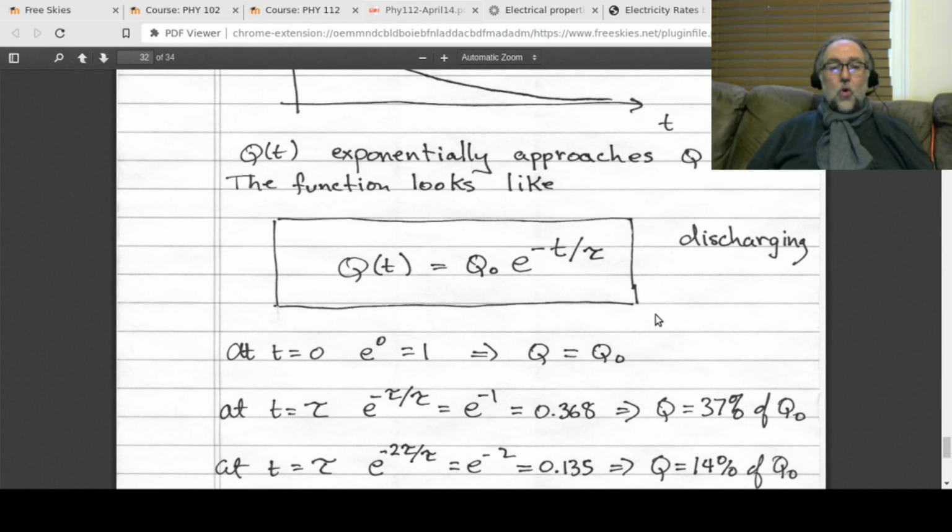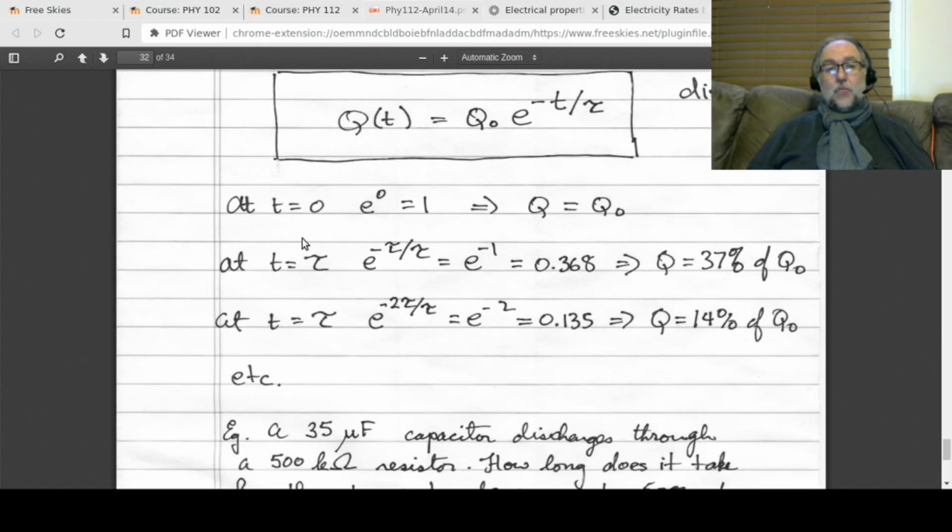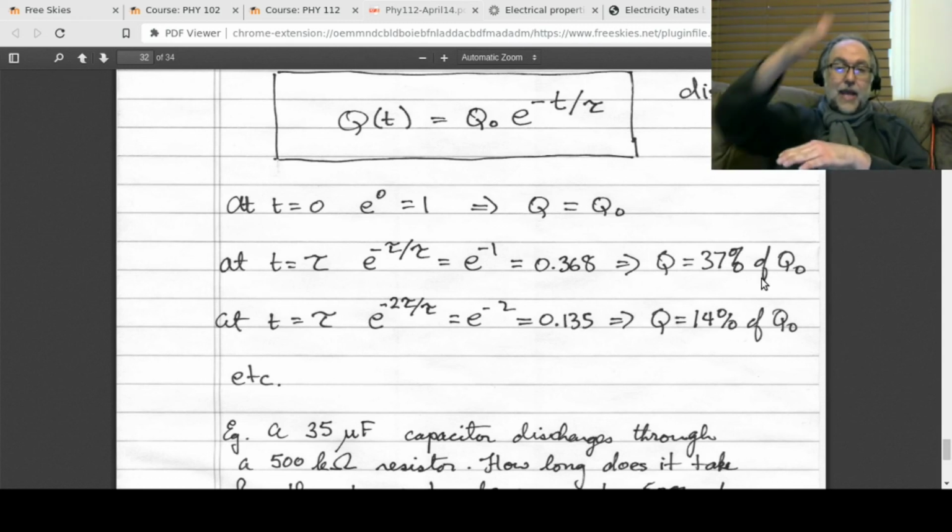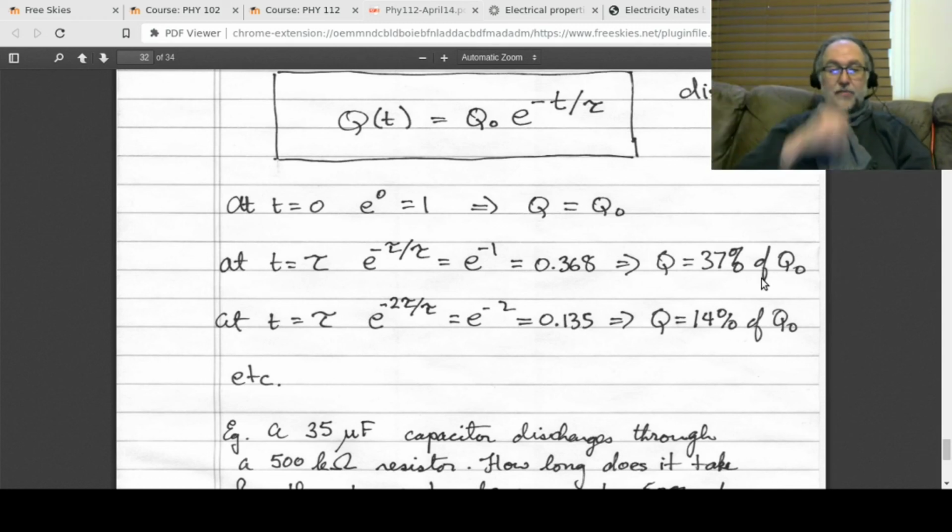Okay, so similar formula, and let's think about it in the same way. When t is equal to 0, if you put e to the 0 there, that's 1. 1 times Q naught is just Q naught, so Q starts off at Q naught. It starts off at its maximum charge. And then if you wait one time constant, e to the minus tau divided by tau, that's e to the minus 1, that's 0.368. So now, after one time constant, it has decayed down to 37% of its original charge. After two time constants, it's down to 14%, and so on.